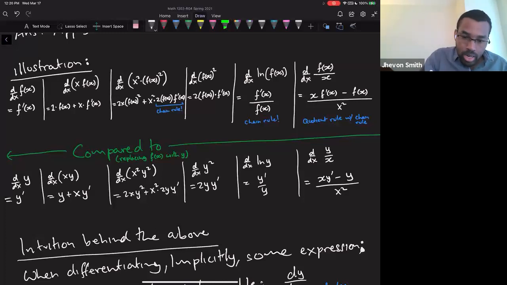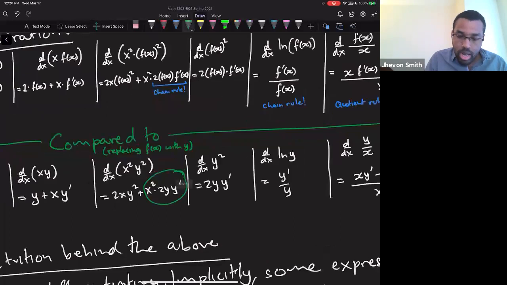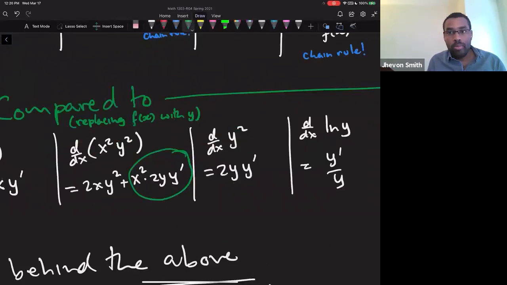So for example, here, notice in this term here, I differentiated the y squared. Differentiating a y squared means applying the power rule. But because the y is not an x, I had to multiply by a y prime. So because I was differentiating a y, I had to multiply by y prime. When I differentiated an x, I didn't have to multiply by anything. I didn't multiply by an x prime. Though technically I did, but the x prime is 1.